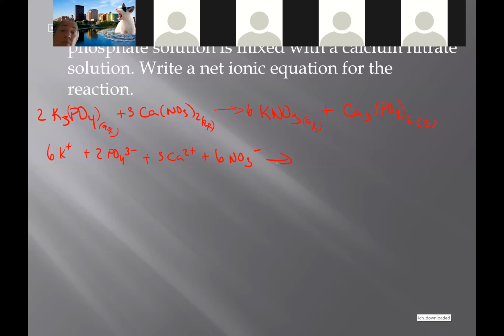How about somebody else? Come on, guys. Let's go. 6K plus. Thank you very much. Next, keep going. 6NO3 minus. Good job. And then everything else stays the same. So you don't split that other one up, right? Because it's a solid. So Ca3(PO4)2 stays exactly the same. There's your solid. Okay, good job.